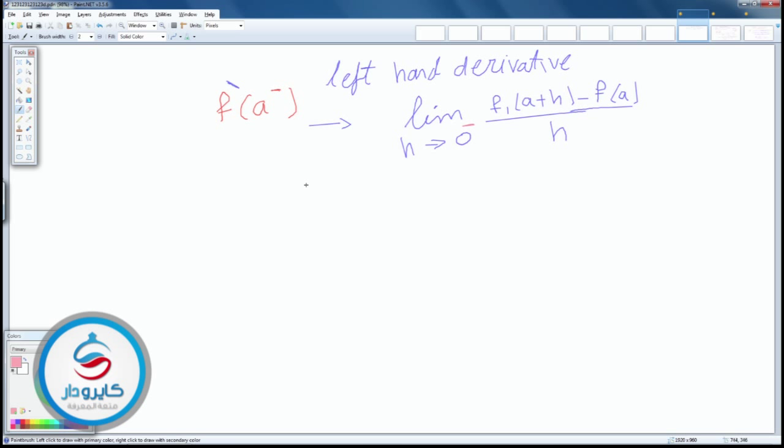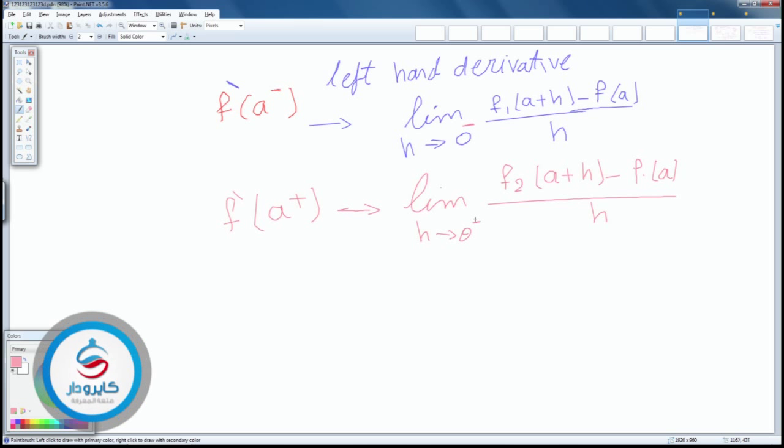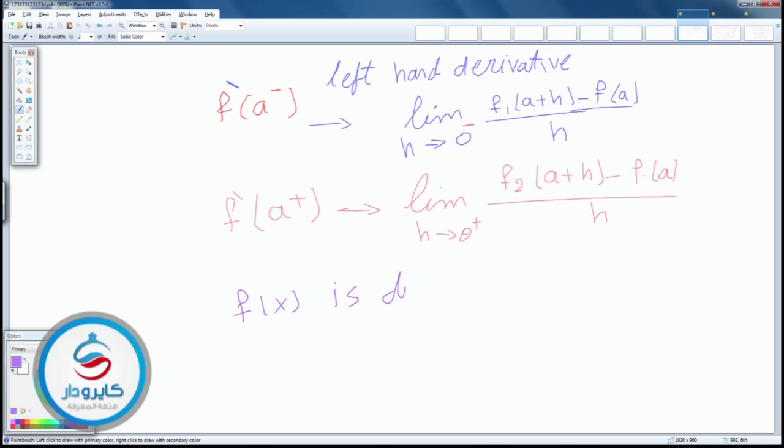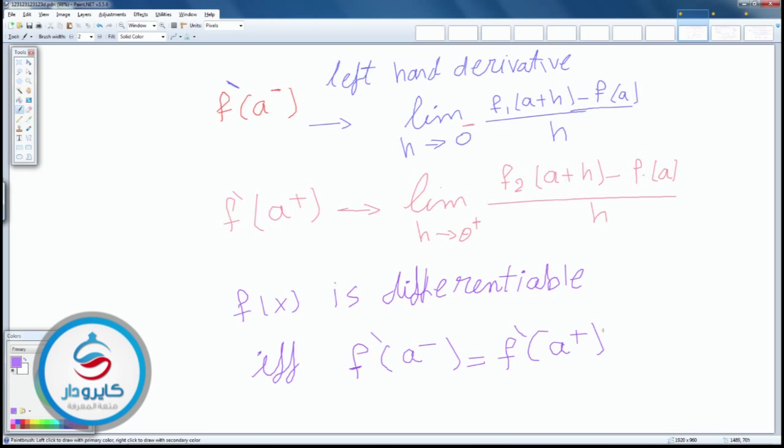طيب تاني حاجة، لو أنا عندي أقدر أقول إن هي الرايت اللي هي f dash of a positive برضو exist بنفس السيستم اللي هو limit نفس الفراكشن f2 اللي هي الفانكشن الثانية أو الديفينيشن الثاني f2 of a plus h minus f of a over h when h tends للزيرو البوزيتيف. معنى كده ان انا اقدر اقول ان f of x is differentiable if and only if the right derivative equals left derivative at the point اللي احنا بنعمل عليها الدسكشن بتاعنا.